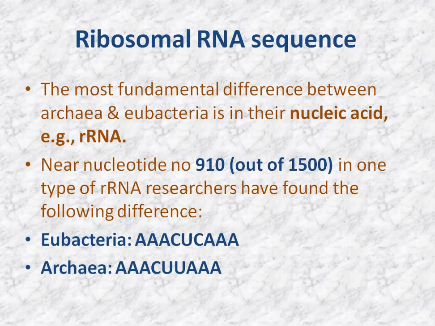You can see that in eubacteria, or bacteria, the sequence of nucleotides of the genes that code ribosomal RNA is AAA, CUC, AAA. But in archaea, it is AAA, CUU, AAA. Instead of C, it is U, or C is replaced by U, so that makes a difference. On the basis of this, bacteria are different from archaea.